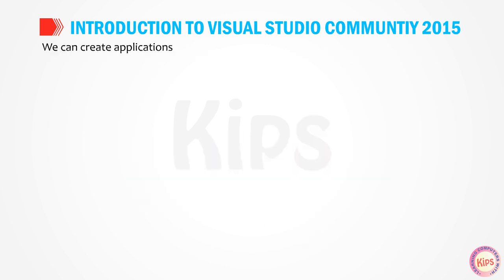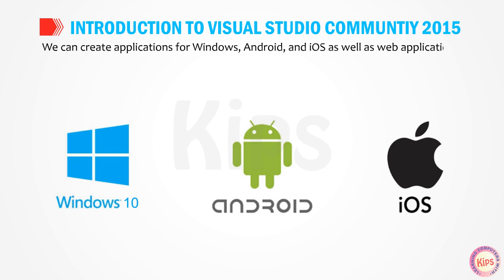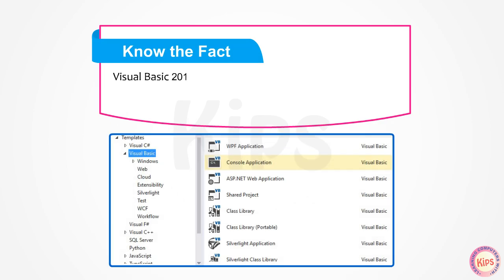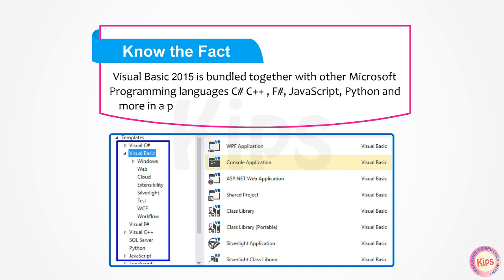We can create applications for Windows, Android, and iOS as well as web applications and cloud services. Let's know the fact. Visual Basic 2015 is bundled together with other Microsoft programming languages C#, C++, F#, JavaScript, Python, and more in a package called Visual Studio Community 2015.